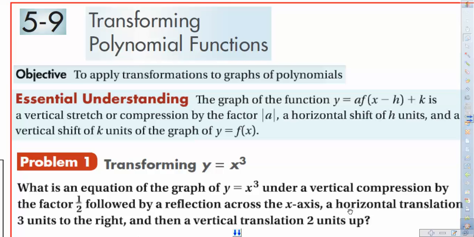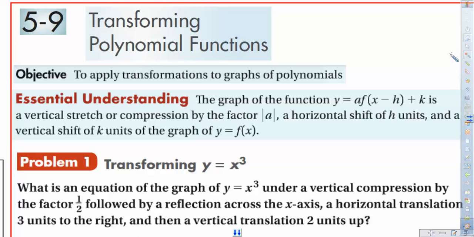All right, we finally made it. The final lesson of the unit, 5-9, transforming polynomial functions. Just like some of the other previous lessons, we've really trimmed down the expectations here, because a lot of stuff that's in here is not necessarily Algebra 2 essential content. I'm doing the same thing here with 5-9.